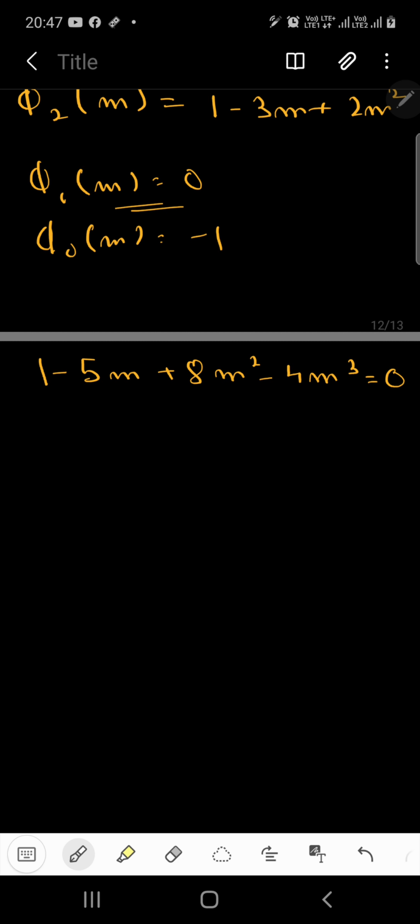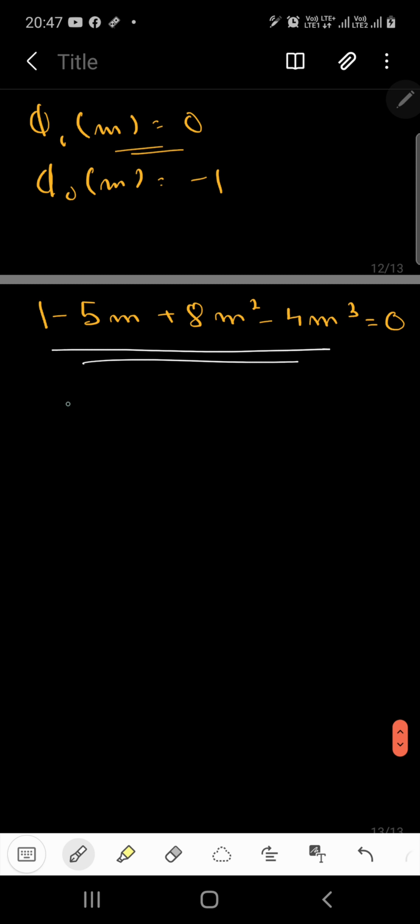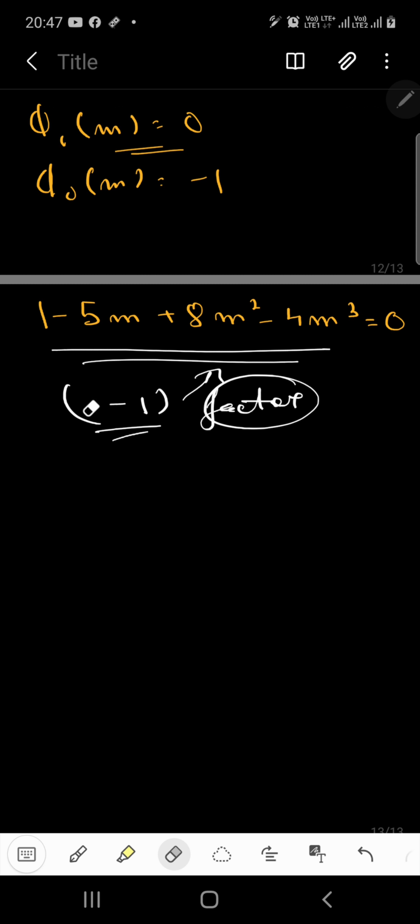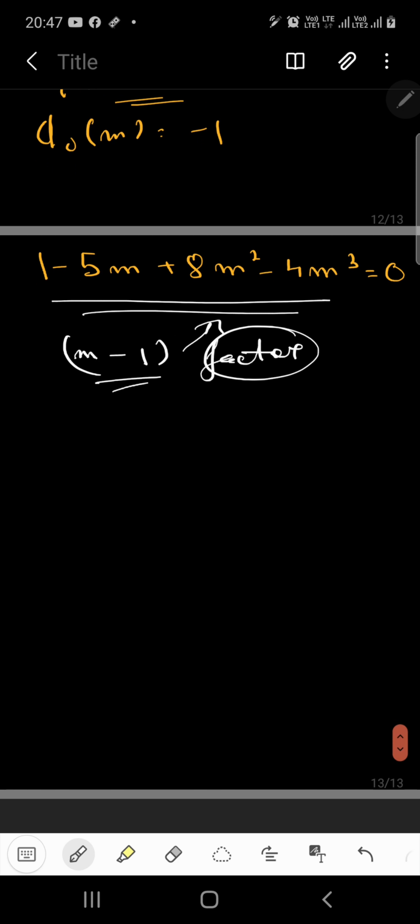So carefully notice, if we place m equal to 1, we get 1 minus 5 plus 8 minus 4, which is equal to 0. That means 1 is a root of this equation. So basically we can say that m minus 1 is a factor of this function. So we can divide this function with m minus 1 to get the rest of the portion.